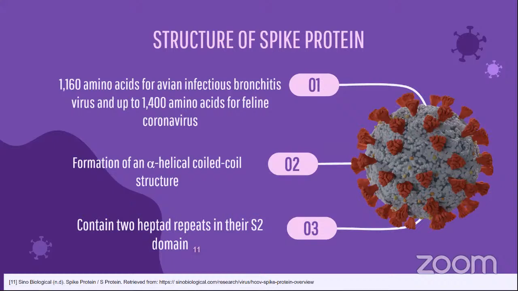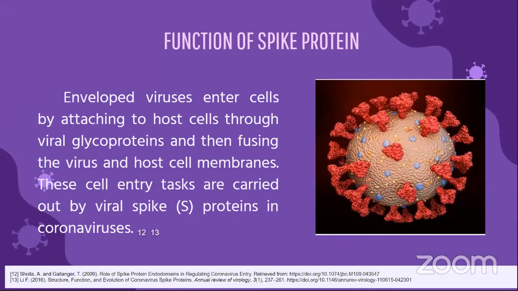Now, the function of the spike protein. The CoVs are widely distributed in nature, and their zoonotic transmissions into human populations can cause epidemic diseases. Enveloped viruses enter cells by attaching to host cells through viral glycoproteins and then fusing the virus and host cell membranes. These cell entry tasks are carried out by viral spike proteins in the coronavirus.